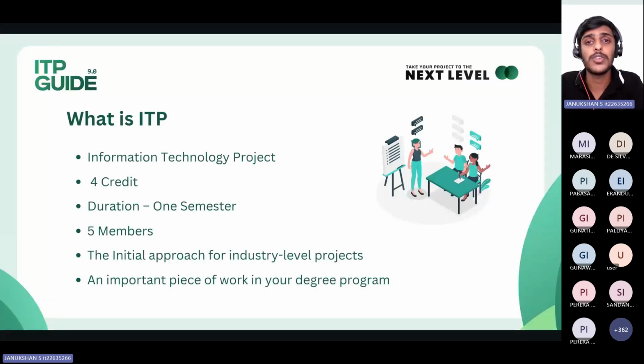So here you have to put in more effort than you have done before. And also it is an important piece of work in your degree program. Yes, because it is a very large project, and this will be one of the largest projects that you will be doing before the research project, which you will be doing in the 4th year. So that's the general idea about ITP.